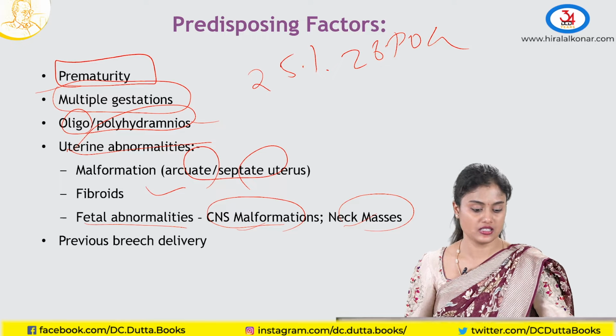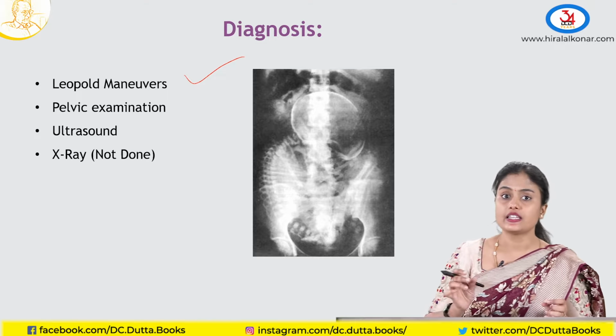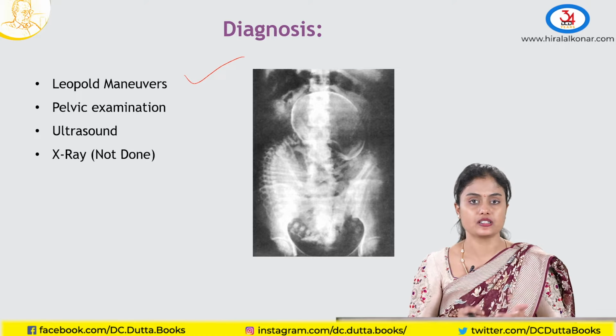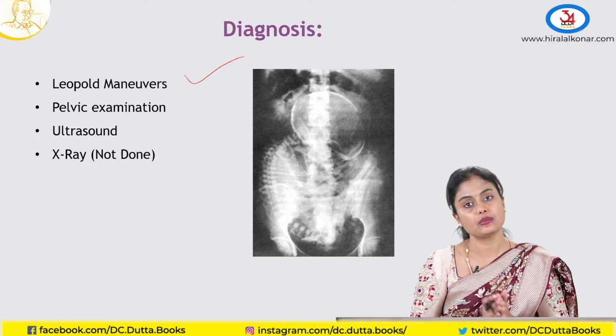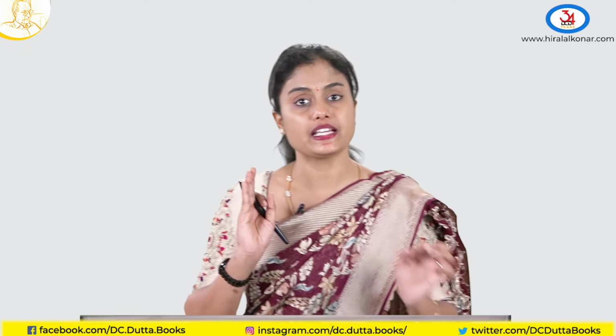Or when you do the pelvic grip, what happens? When you are feeling at the pelvis, it is not the head that you are feeling, it is the buttocks. That is how you will get to know that it is breech presentation. Also, you can remember when you listen for the FHS or fetal heart sound, when you auscultate, in breech it will be close to the umbilicus and above the umbilicus, whereas in cephalic presentation it will be below the umbilicus. These are the 3 points that you should tell in examination.